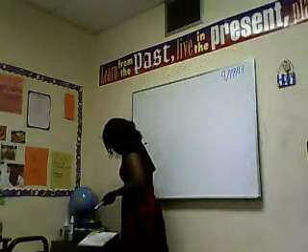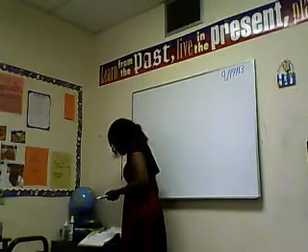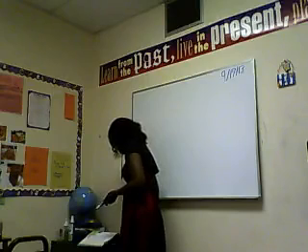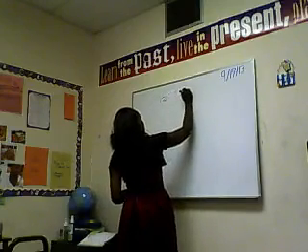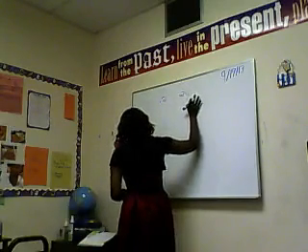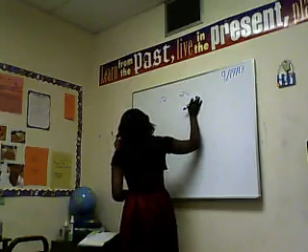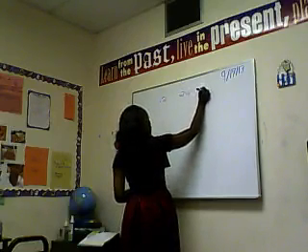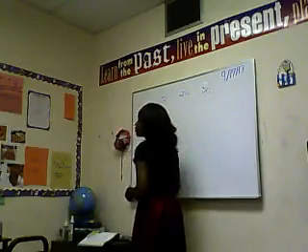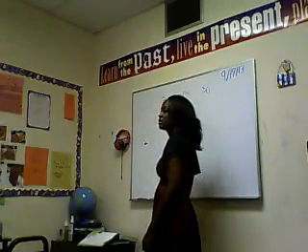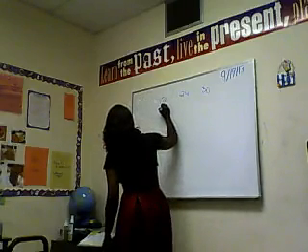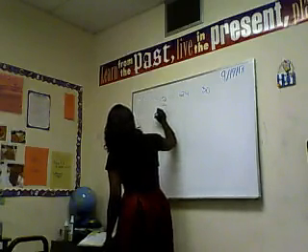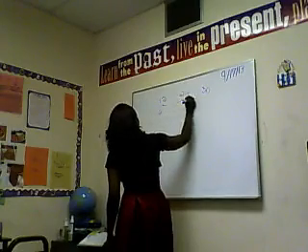Alright, let's do one more. Well, let's do 3 numbers: 12, 24, and 30. How do you list multiples of 12? 24, 36, and then 48 and 60.